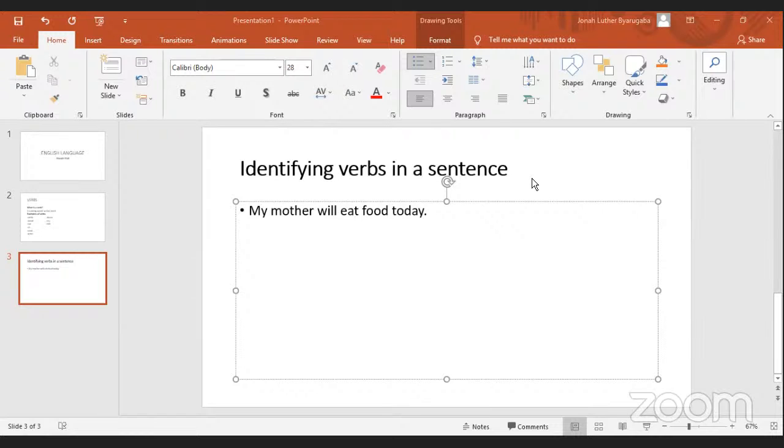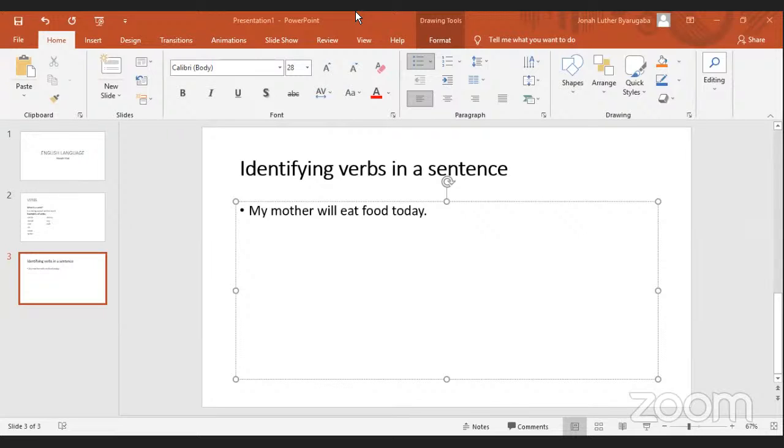I am waiting. In that sentence, my mother will eat food today. Which one is the verb? Which one is the action? I'm looking at the chat, waiting for answers. There are 2 answers that have come immediately. One is from Nasha, another one is from Stacy, and they are all correct answers. So we wait for others to send in their answers.